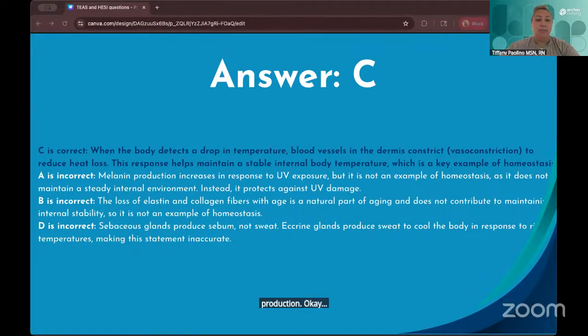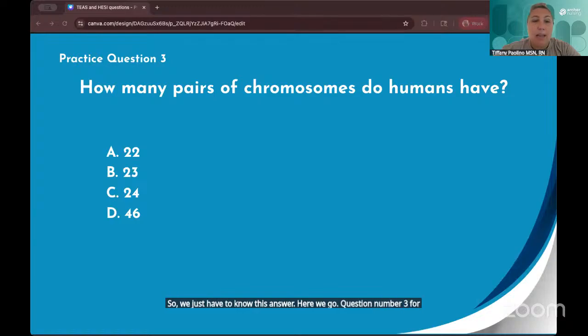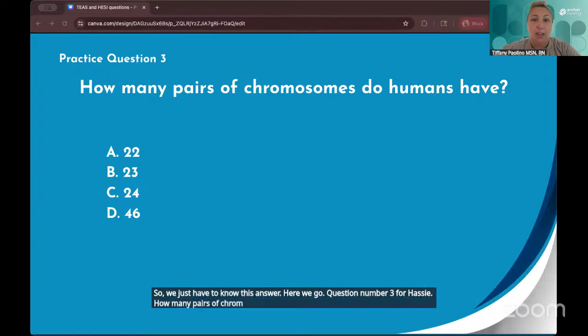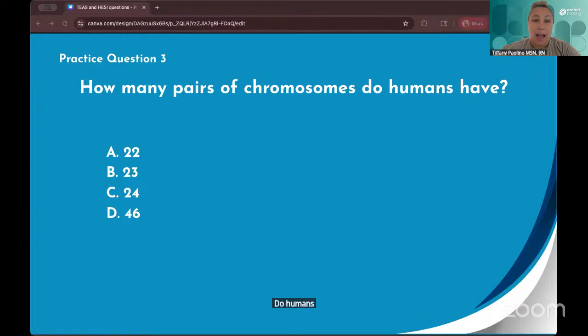Okay, now this is a memorizing question, so we just have to know this answer. Here we go. Question number 3 for HESI. How many pairs of chromosomes do humans have? Pairs of chromosomes: 22, 23, 24, or 46?